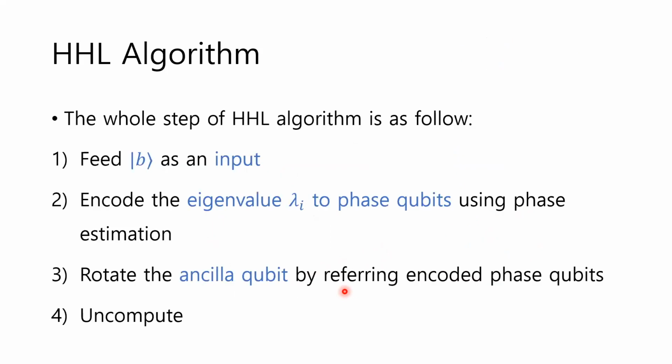So this is the first step of the HHL algorithm. First, feed b as an input, and second, encode the eigenvalue lambda_i to phase qubits using phase estimation. Then you rotate the ancilla qubit by referring to the encoded phase qubits, and finally uncompute them.